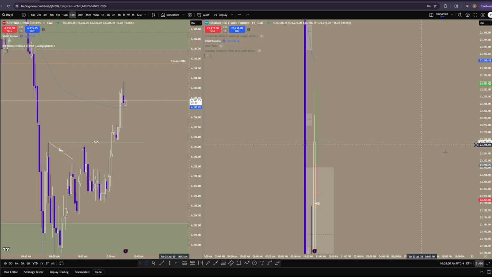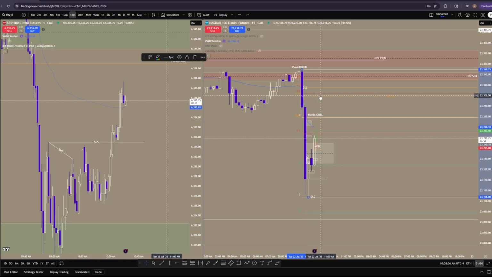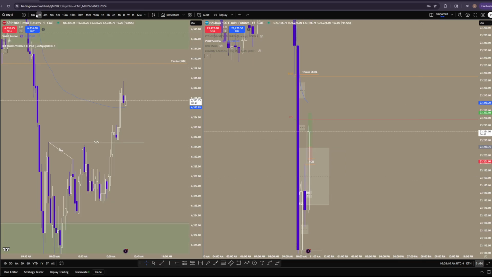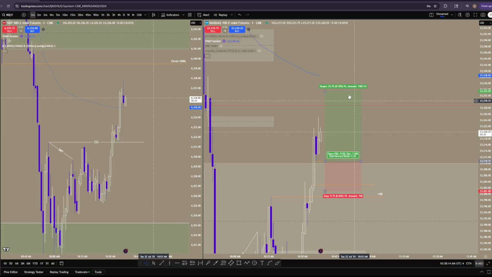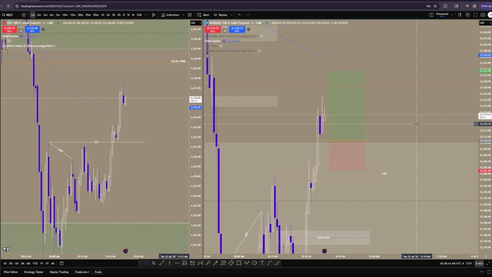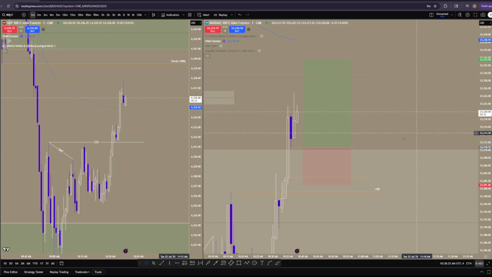Now we want to look at the 50% of this range, of our AM range here. We are almost at the premium of this range going into VWAP. So this is still an area we could see sellers take control again. Would just love to see an actual entry.